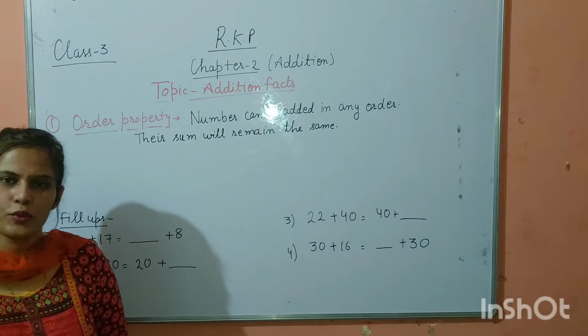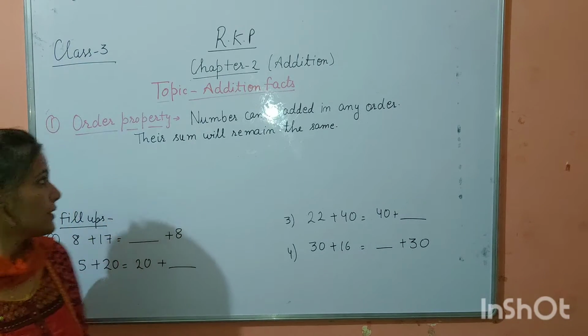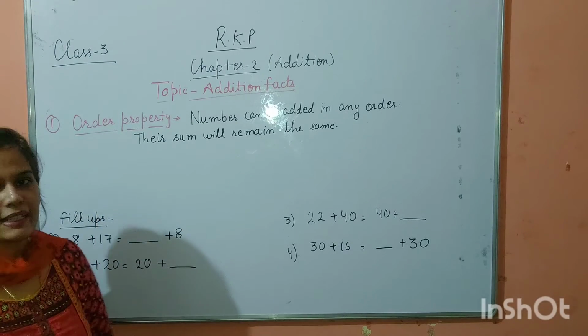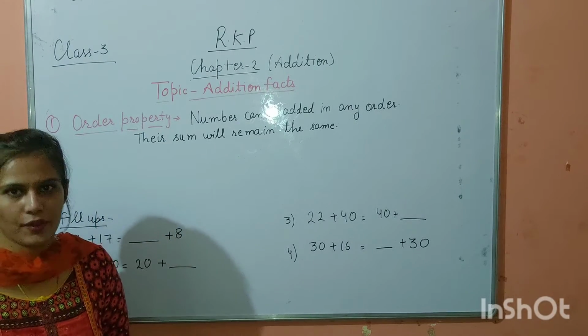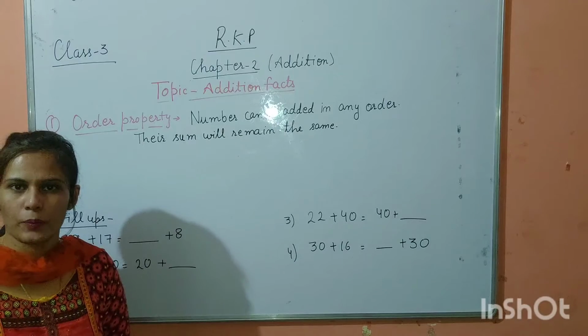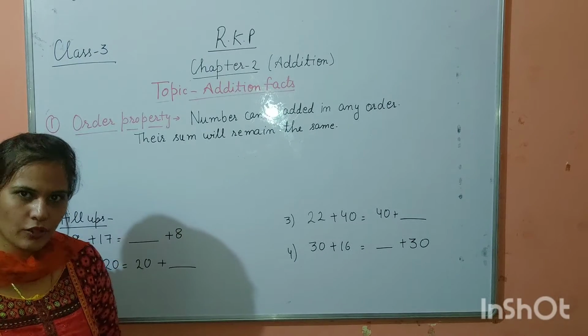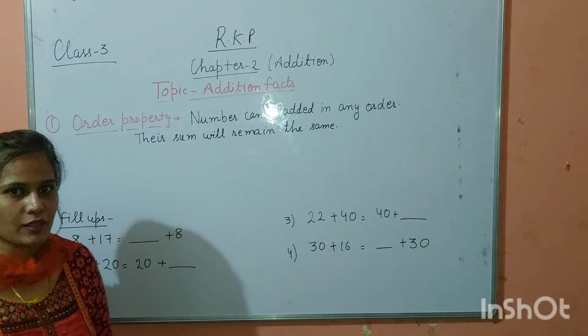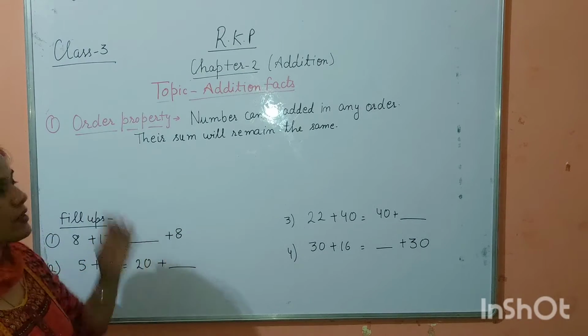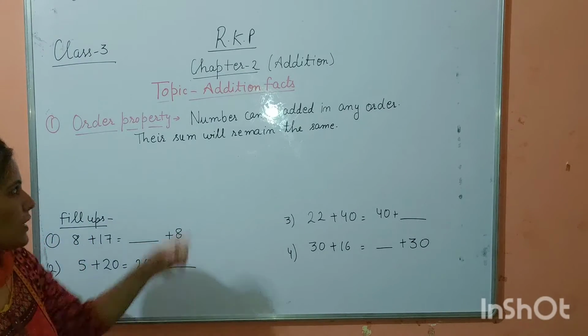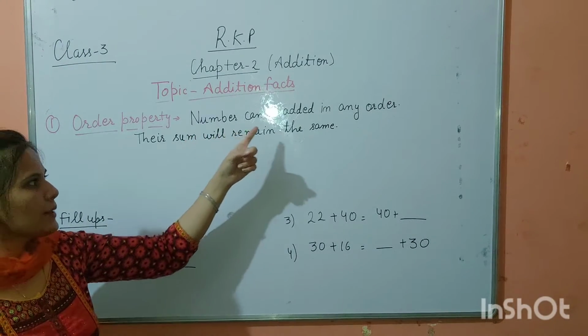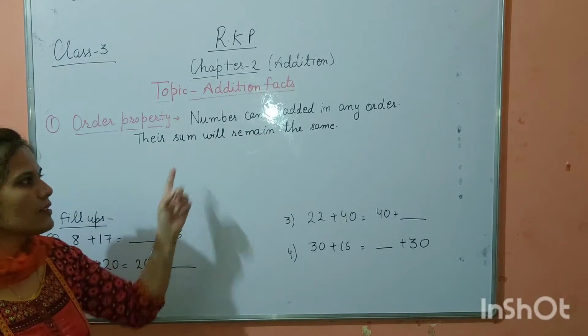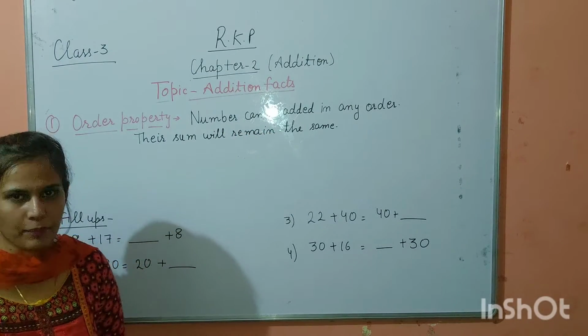So students, hope you enjoyed the video, and our first property is order property. As you have seen in the video, there are 2 properties, order property and zero property. So first we are going to discuss the order property. In order property, numbers can be added in any order, their sum will remain the same.